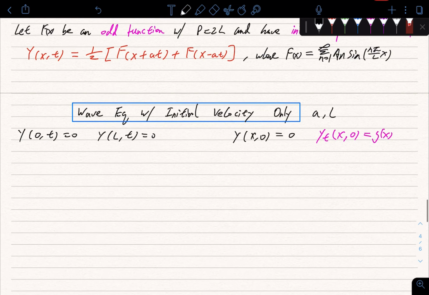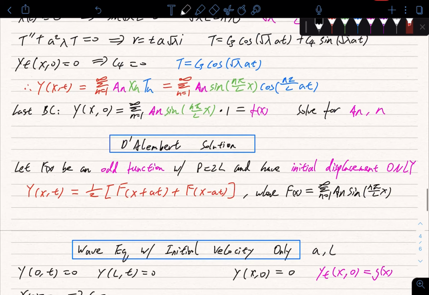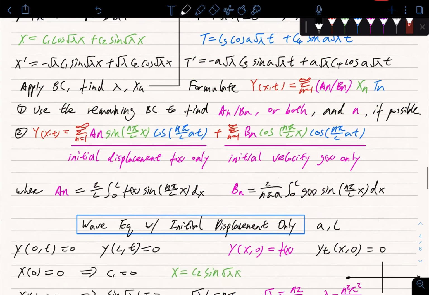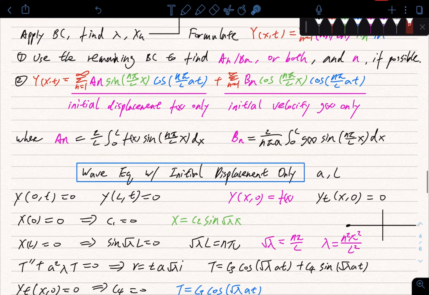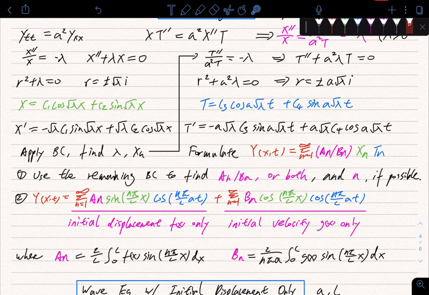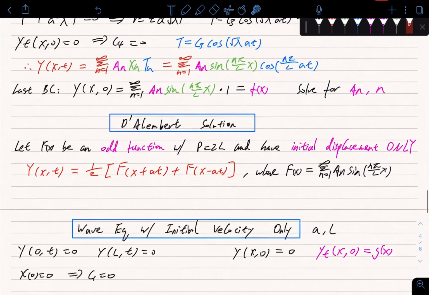Okay, let's focus on the X again. So X(0) equals 0. That will give us c1 equals 0, because again, this is the same thing as you would get in our initial displacement only case. But let me just show you that if you plug in X(0) equals 0, this cannot be 0, so c1 has to be 0, where c2 is just gone. Eliminated.